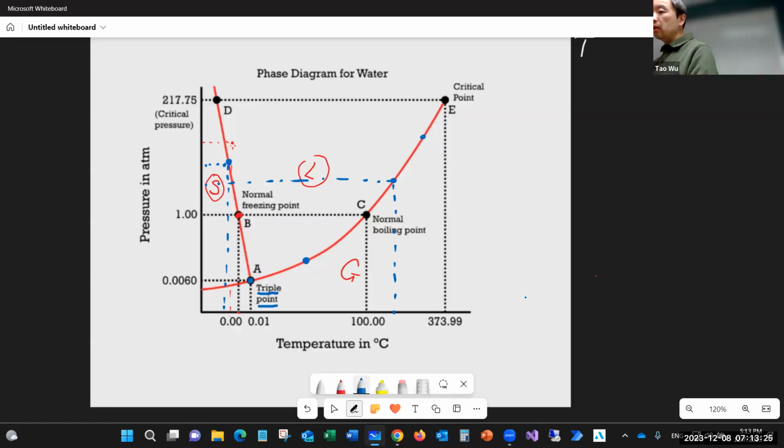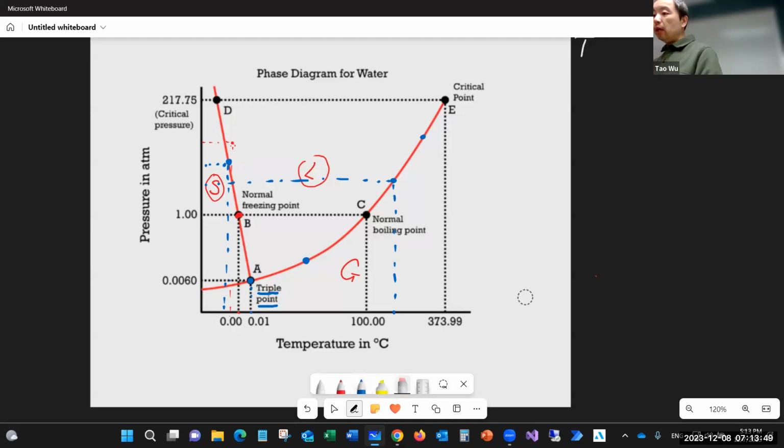This point is called a triple point. That means at this temperature and pressure, we're going to have three different phases: liquid, gas, and solid. They all exist there. Are you clear? Okay, so this is generally the meaning of the phase diagram.